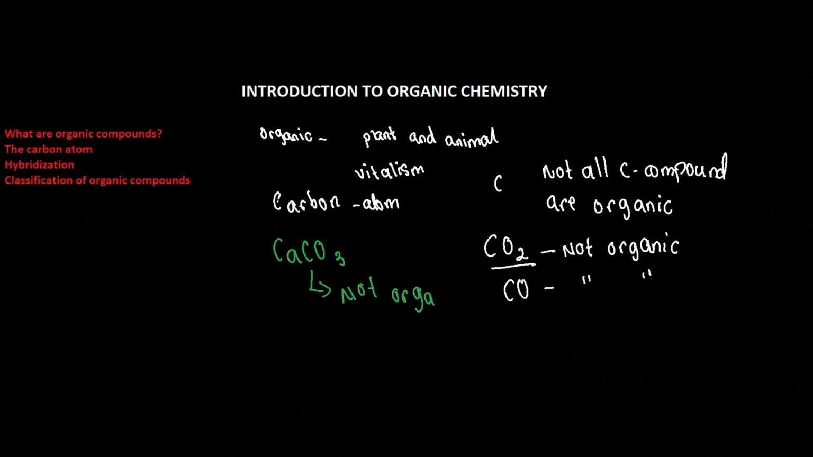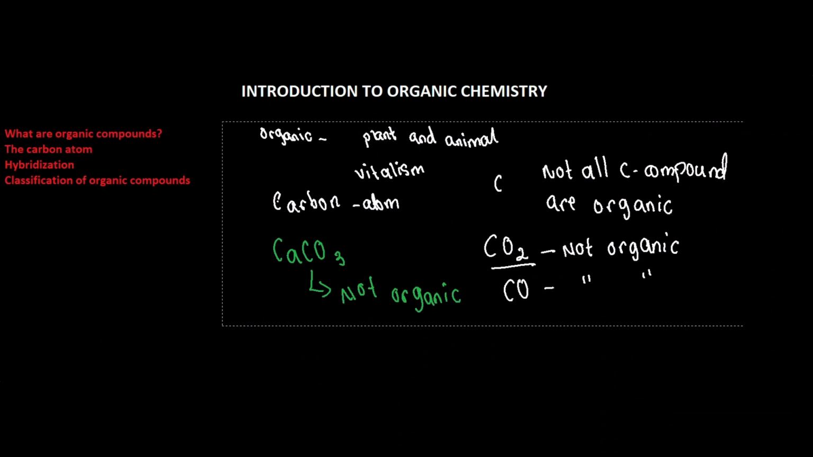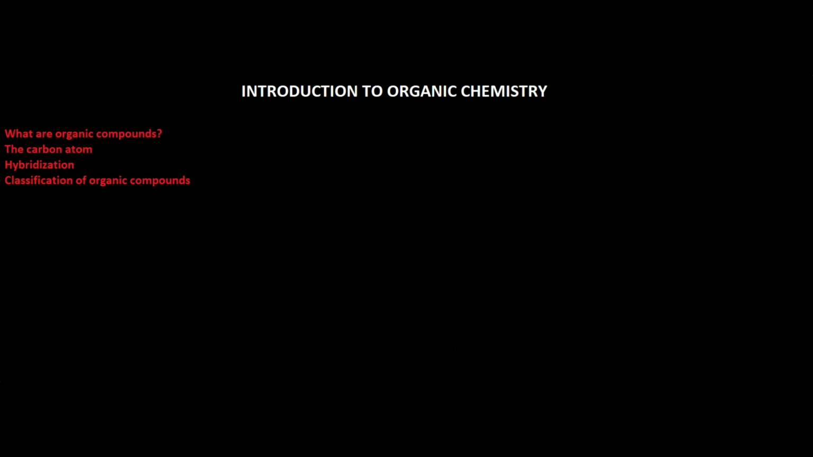So very briefly, I will take us through carbon as an element, not carbon compound as an element. So let's look at carbon as an element. Carbon is the sixth element of the periodic table. It has 6 electrons and 6 protons.